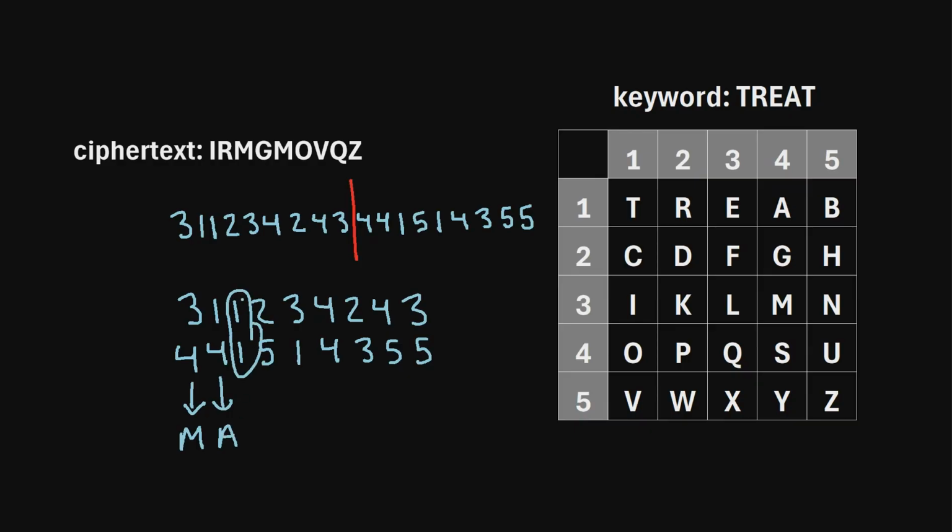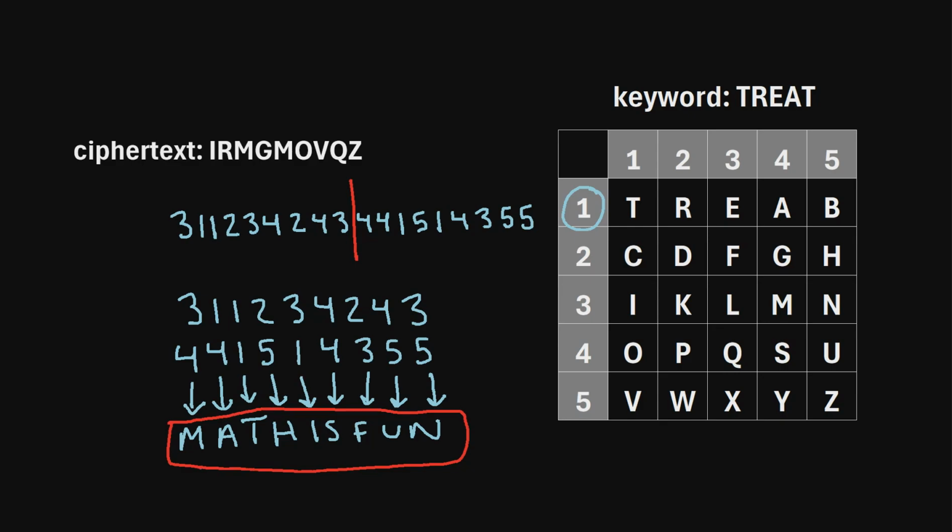And then we'll do row 1, column 1. So at row 1, column 1, they intersect at the letter T. So T will be our next letter. And we'll just continue in this manner until we've worked through all of the number pairs. And we will find that the original plain text was math is fun. So that was just a quick example of how to encrypt and decrypt text using the Bifid cipher.